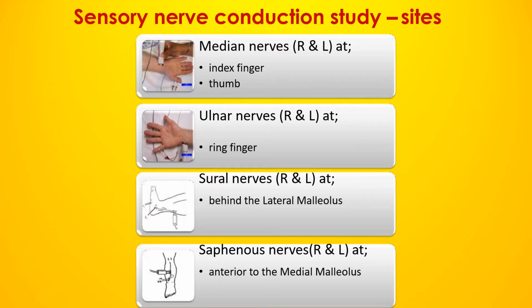Then the sural nerves of the right and left leg. Here the stimulating electrode is on the back of the calf, and the recording electrode and the reference electrode are placed on the lateral malleolus. Then the saphenous nerves of the right and left leg, as you can see here on the shin area, and the recording electrode is placed anterior to the medial malleolus. So these are the sites of sensory nerve conduction studies.